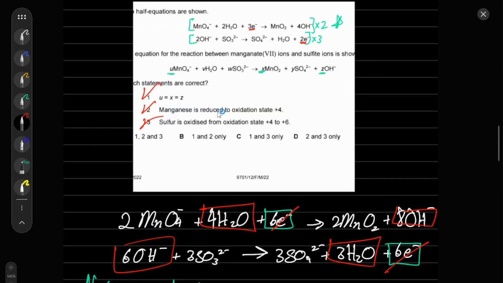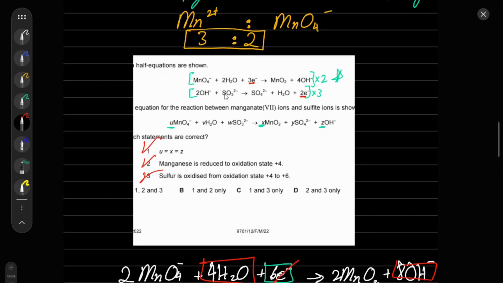Is 2 correct? Manganese is reduced to oxidation state plus 4. If I were to figure out the oxidation state of this, it's going to be X minus 2 times 2 equal to 0. That is going to be X equals 4. So yes, it has indeed been reduced to oxidation number plus 4.